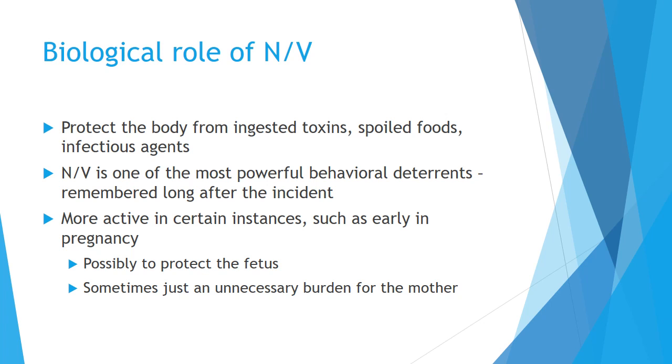It's more active in certain instances. The trigger for nausea and vomiting is more active in certain instances, such as early in pregnancy. That's not 100% proven as to the reason, but it's possibly to protect the fetus from toxins. But we know a lot of women will get sick either way, even if they're not exposed to a toxin. So it's kind of strange, but it does happen. It's not always obvious as to that exact reason, and the same goes for early in labor.